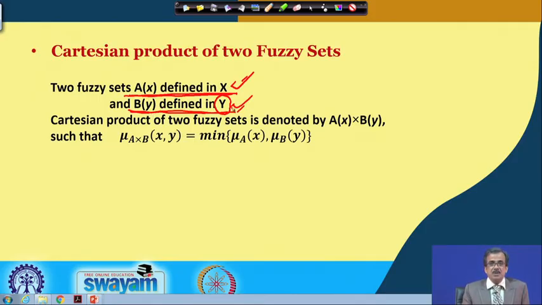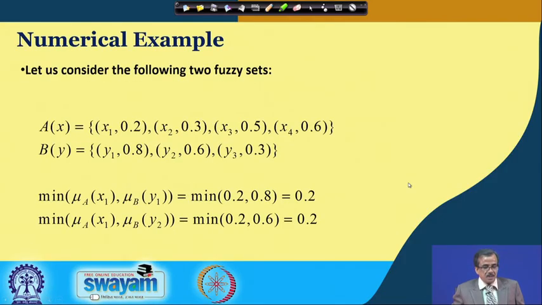So, how to find out the Cartesian product of these two fuzzy sets? The Cartesian product of these two fuzzy sets is defined as mu A Cartesian product B (x, y) is nothing but the minimum between mu A(x) and mu B(y). So, what you will have to do is compare these two mu values and consider the minimum. Now, let us see how it works.